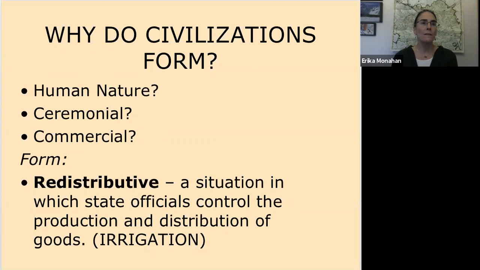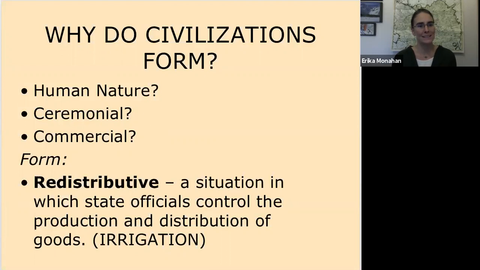But one thing that seems to be clear is that where there is civilization, we see redistributive practices. A situation in which the state officials control the production and distribution of goods, and not maybe fully control, but regulate, oversee, direct. And at some level, to my mind, as I've thought about this over the years, it's just another way of saying government.